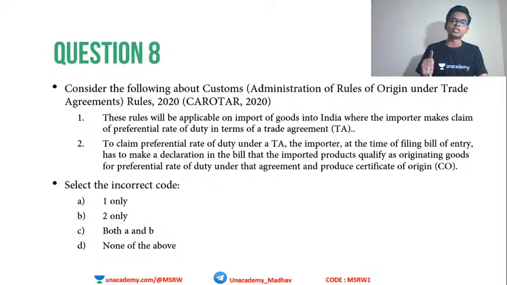2. To claim preferential rate of duty under trade agreement, the importer at the time of filing bill of entry has to make a declaration in the bill that the imported products qualify as originating goods for the preferential rate of duty under the agreement and produce certificate of origin. Select the incorrect code. Very lengthy statements, but if you take your time to understand it, tell me the correct answer.